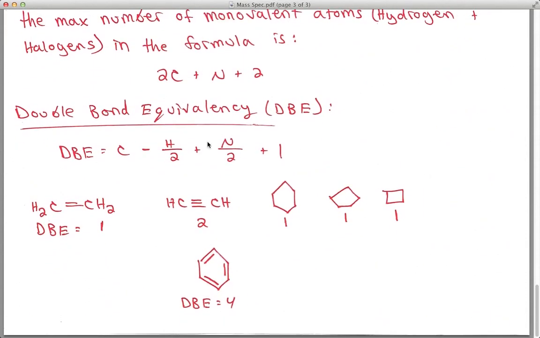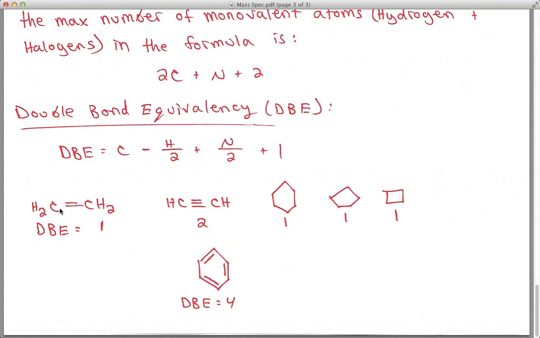Double bond equivalency helps us out when we're looking at different possibilities for how the atoms will come together and attach. Basically, it is calculated as the number of carbons minus H over 2 plus N over 2 plus 1. The double bond equivalency is equal to the number of double bonds you have.